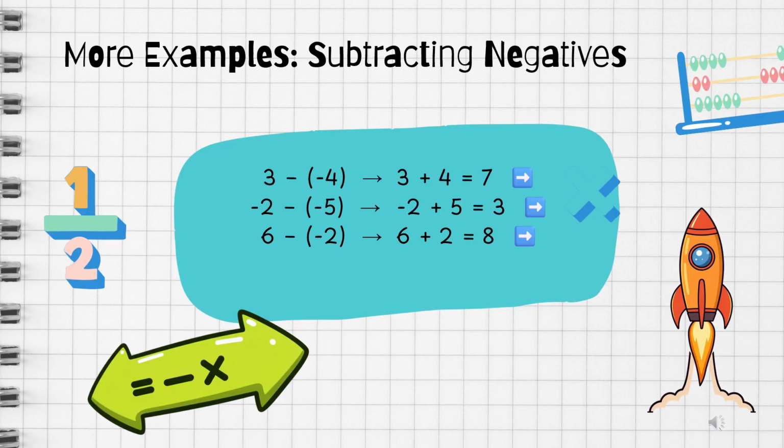Let's practice a few more. 3 minus -4. Change it to 3 plus 4. The answer is 7. Next, -2 minus -5. Change it into -2 plus 5. Start at -2. Move right 5 spaces. The answer is 3. One more. 6 minus -2. Change it to 6 plus 2. The answer is 8. Great job.